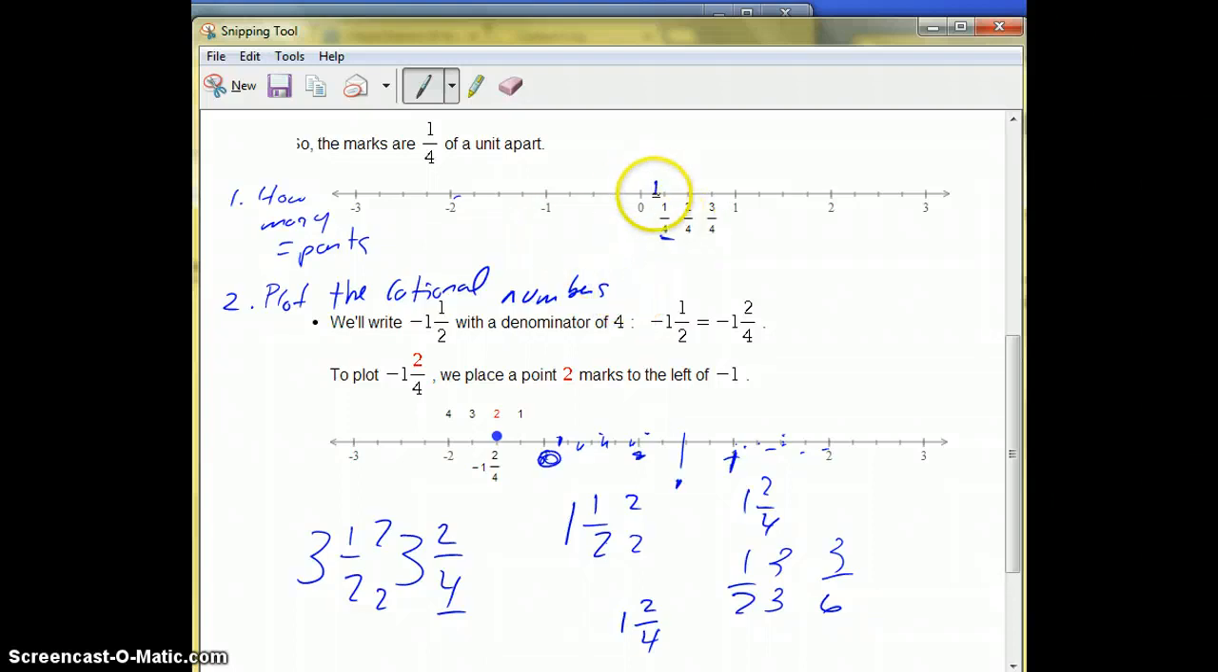So meaning that if this is 1, 2, 3, 4 equal parts, you're going to plot everything that has a 4 on it first. So if you had 3 and 1/4, you would plot that first. The next step is to convert your other denominators to how many equal parts you have.